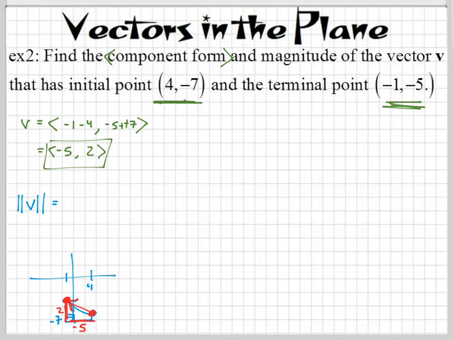So all you have to do to find the magnitude is you take the negative 5 and you square it, and you add it to the 2 squared, and then you square root that. That's how you find the length of it. So that would be 25 plus 4, which equals radical 29, and that's your magnitude.